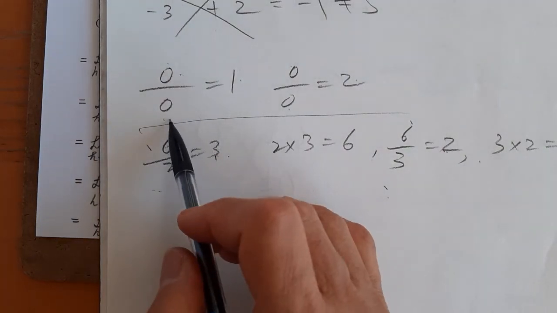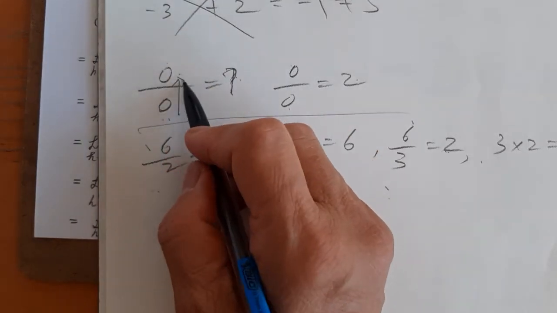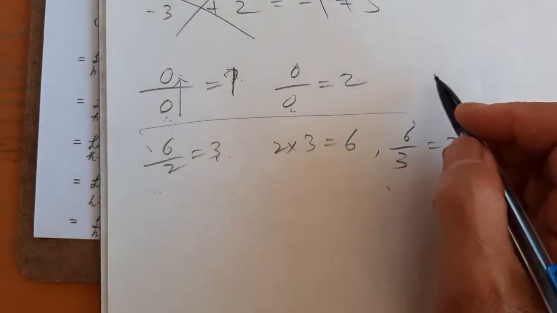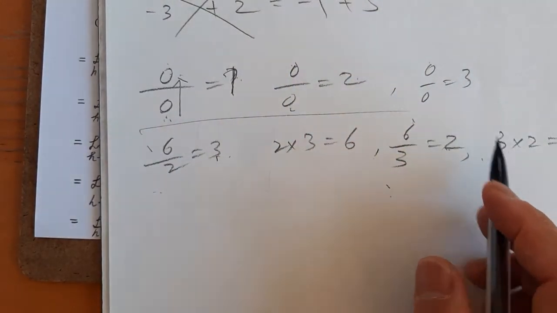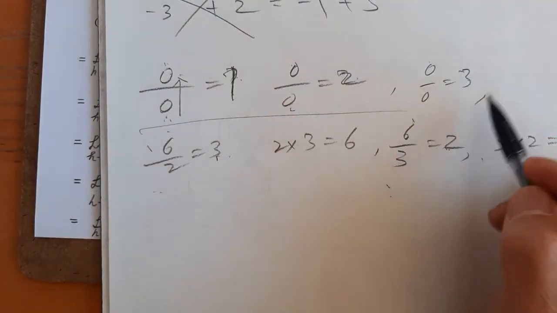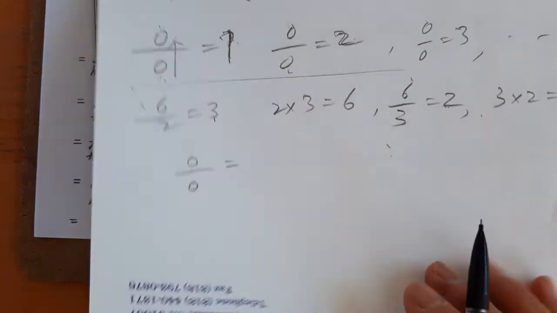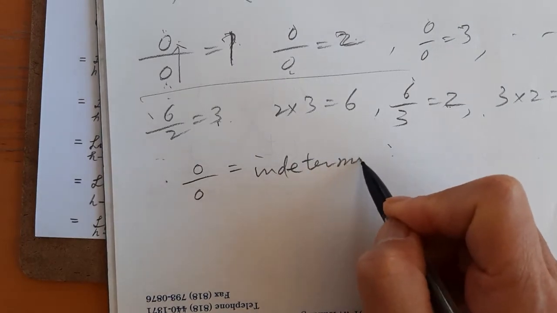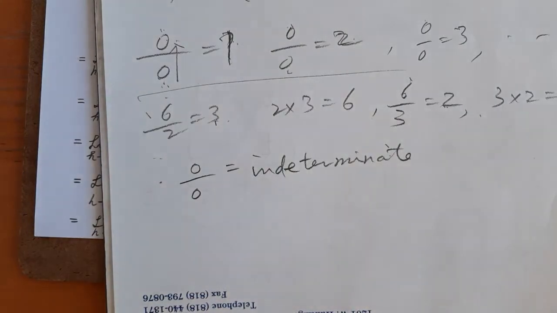So 0 divided by 0 is a number, and that number times 0 should go back to 0. And 1 times 0 is 0. 2 times 0 also 0. And it can be 3 because 3 times 0 also 0. It can be 2, can be 3, can be any number. So 0 divided by 0, the answer is indeterminate. It can be any number because any number times 0 goes back to 0.